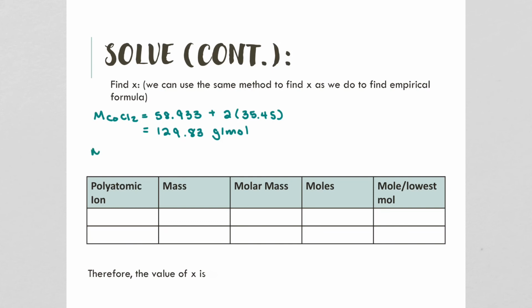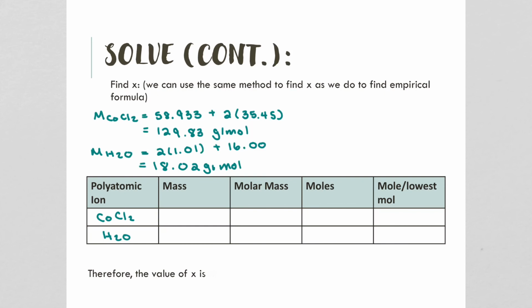And then the molar mass of water is equal to 2 times the molar mass of hydrogen plus 1 times the molar mass of oxygen, which is equal to 18.02 grams per mole. So now we need to put this information into our table. So we have the first one, our polyatomic ion is cobalt 2 chloride. We call them polyatomic ions. And then water is just a group of atoms together in this case.